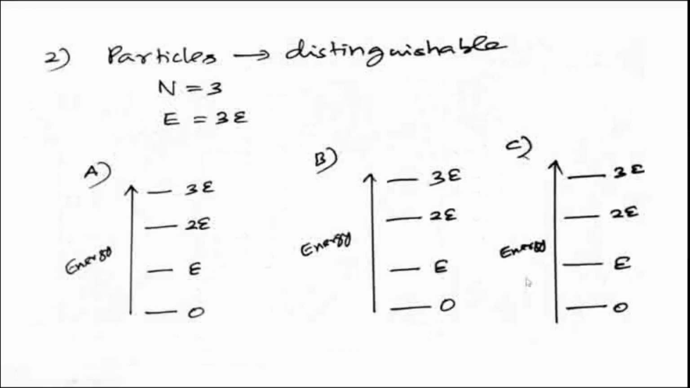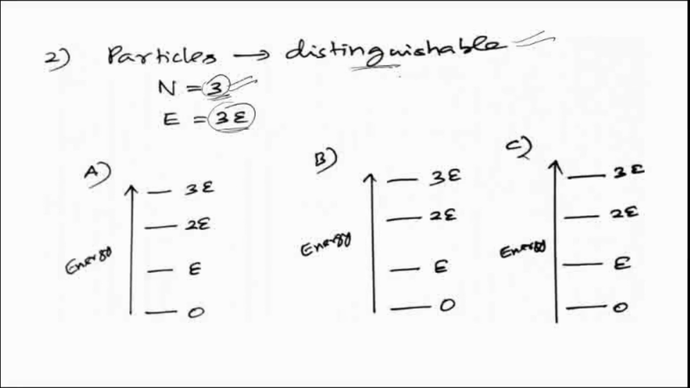Now I'll take another example. Now I have particles which are distinguishable, but now I have 3 particles in the system. Sorry, a small disturbance. The particles are distinguishable, the total number of particles is 3, and let the total energy again be 3. What is the difference from the previous example? In the previous example, the system had only 2 particles. Now the system has 3 particles. Now we can distribute these 3 particles in these energy levels such that we get the total energy as 3.